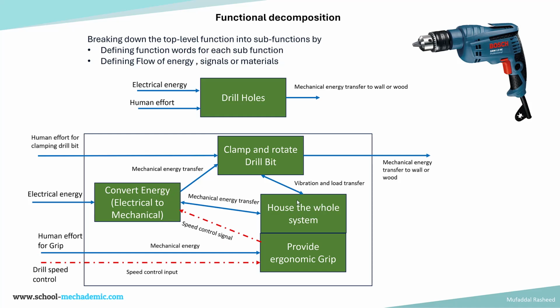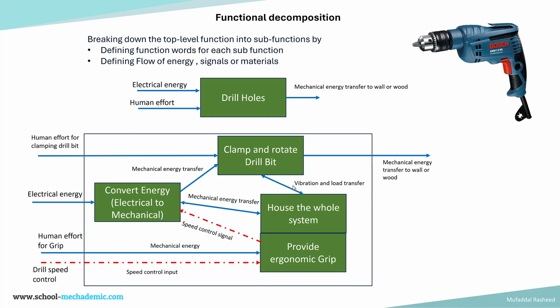And these two blocks represent the housing, which is performing a dual function. One is it is housing the whole system, the motor, the internal wiring, and the chuck and everything. It is mounting that, it is housing it. That's the total housing. Also the button is inside it, and also it is providing ergonomic grip. So the ergonomic grip is being provided by this housing. It is performing a dual function.